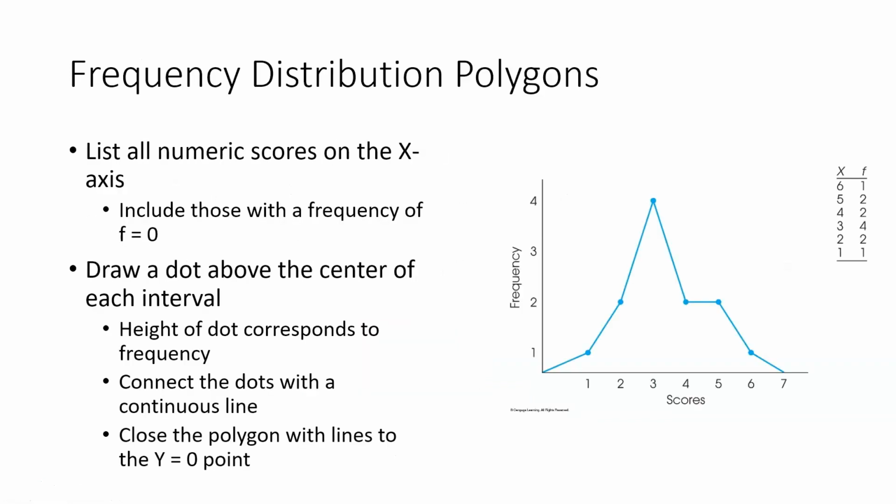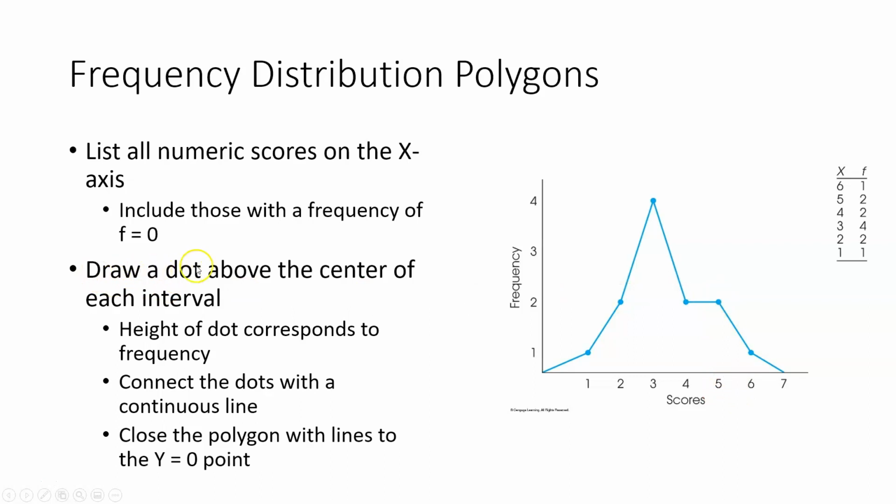We also can draw frequency distribution polygons. In order to do this, we list all the numerical scores on the x-axis, like this, 1 through 7. We have to include any values, even if somebody didn't get that value. Like if there was a frequency of 0, we'd still leave a space there for them, and we would just make sure to plot the value at 0.